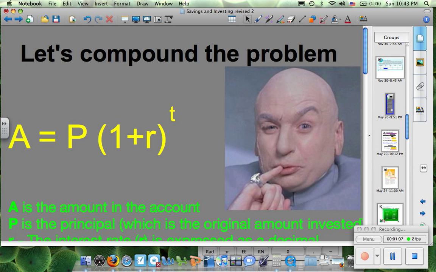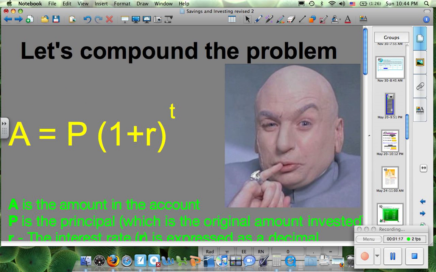And here is our formula. A is equal to P times (1 plus R) to the power of T. Whew, that's a lot of stuff, so let's figure out what all these things mean.